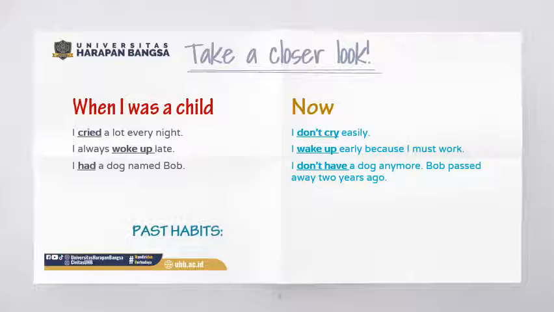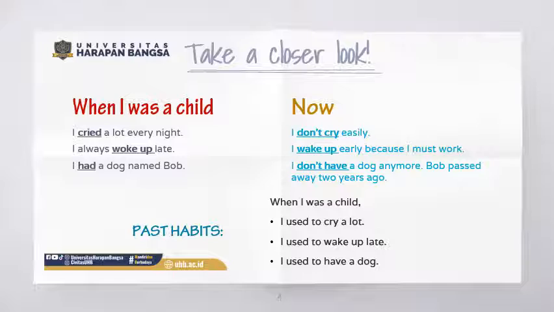What is that? Let's see here. The first past habit is, when I was a child, I used to cry a lot. Because in the past, you cried a lot every night, but now you don't cry easily. So you can say, when I was a child, I used to cry a lot.